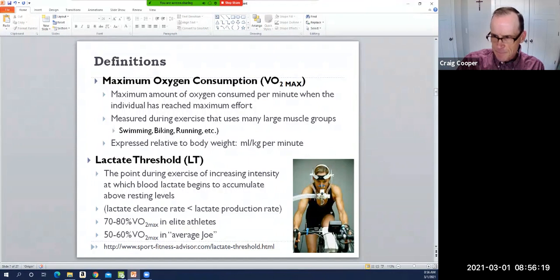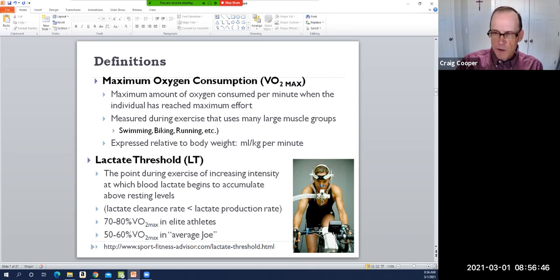Now our lactate threshold is a little bit different. It is a percentage of your VO2 max. And so if you look down at these values at the bottom, for well-trained athletes, their lactate threshold is about 70 to 80% of their VO2. For somebody that's really well-trained, it might even be higher than that. Whereas the average person is going to be more like about 50% of their VO2.